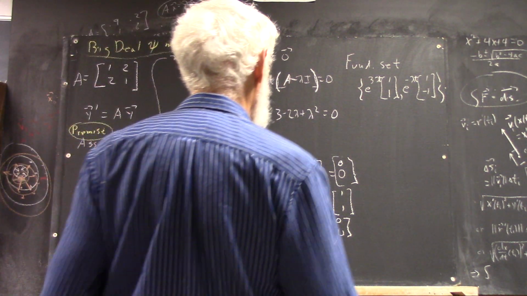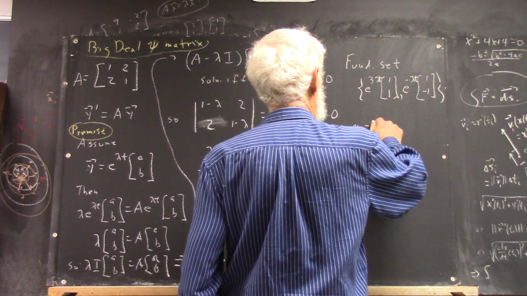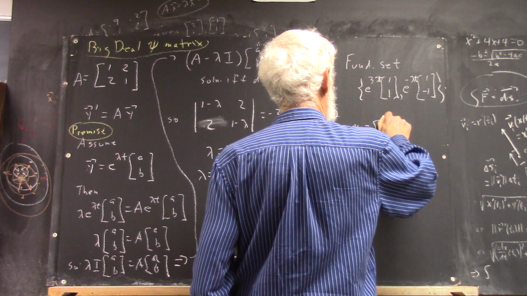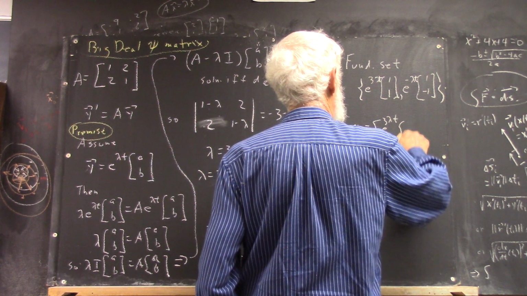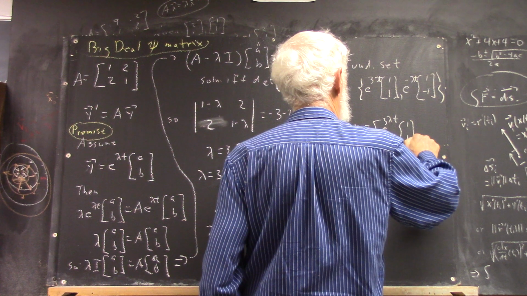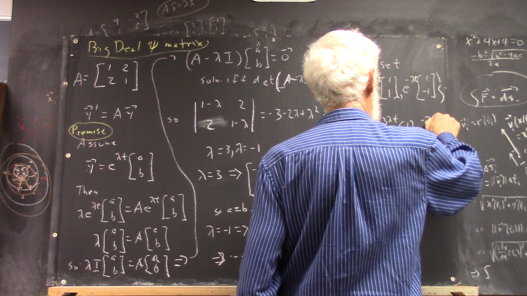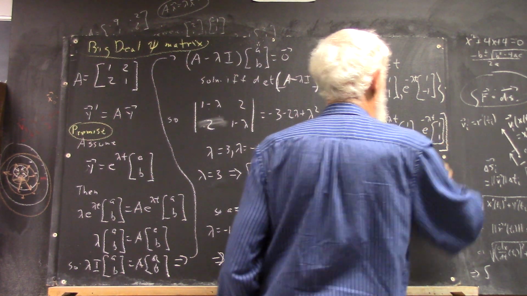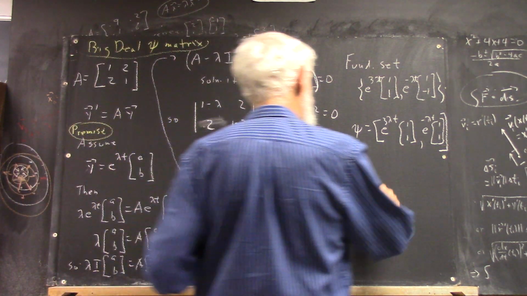Okay, so the psi matrix is just the matrix we get from 3 e to the 3 lambda t times 1, 1, and e to the negative lambda t times 1, 1. Okay?